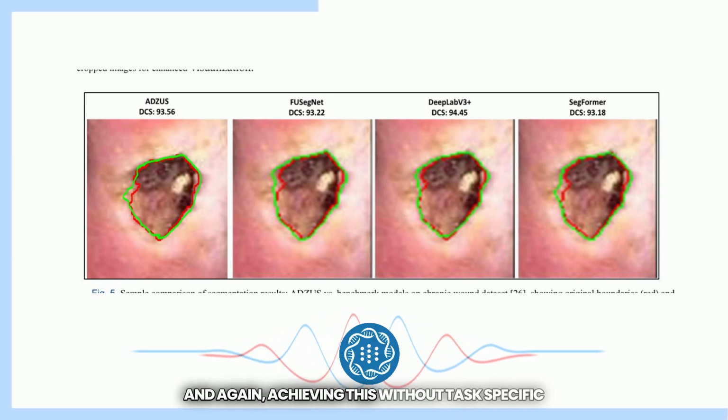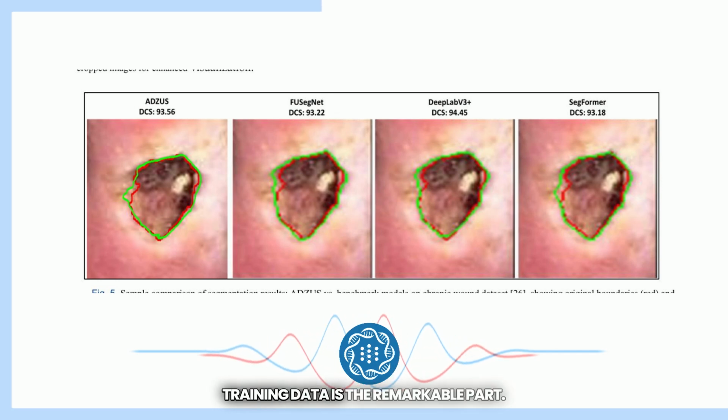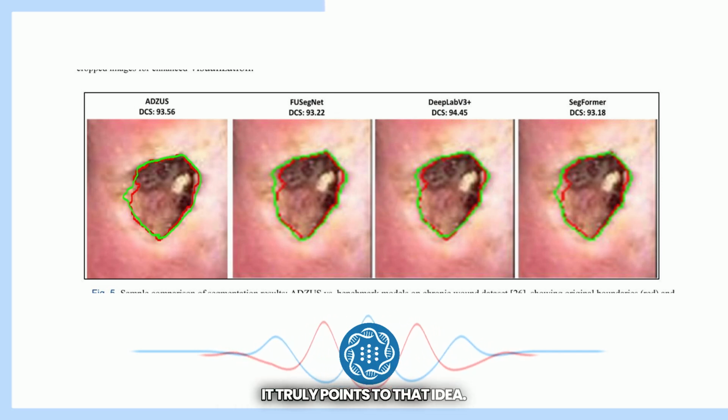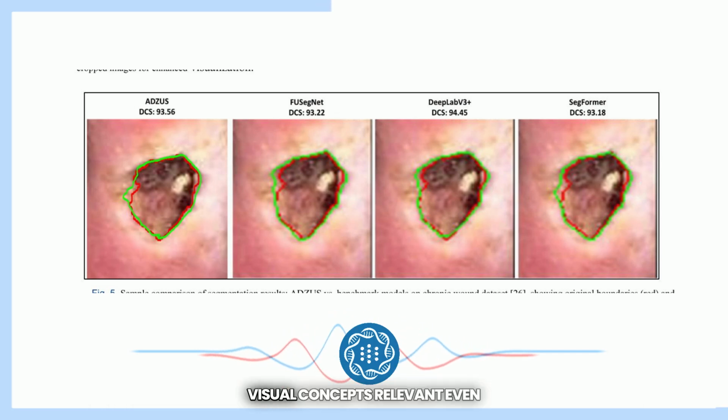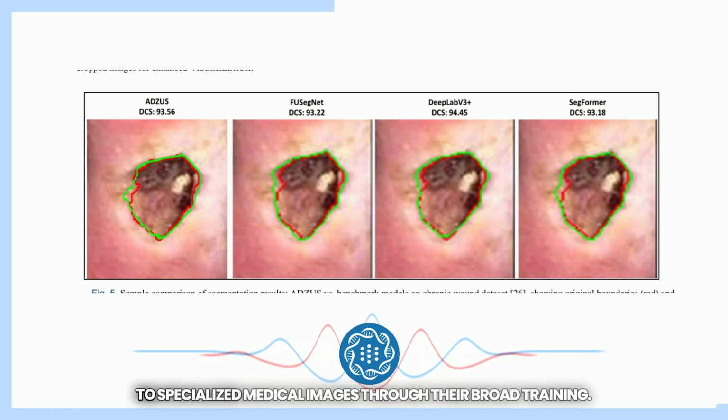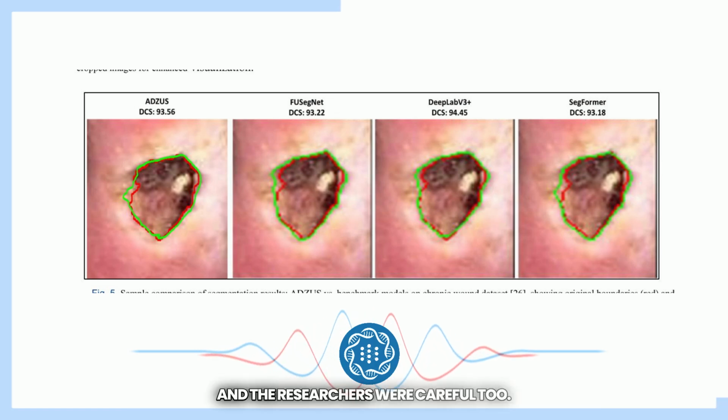And again, achieving this without task-specific training data is the remarkable part. It truly points to that idea we discussed, that these foundational AI models have somehow learned visual concepts relevant even to specialized medical images through their broad training. Absolutely. And the researchers were careful too.